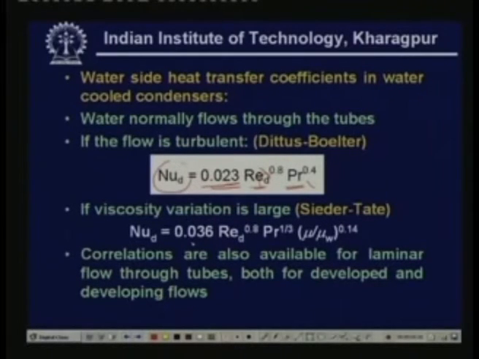Okay, so this Sieder-Tate correlation is given by Nu subscript D equal to 0.036 Re to the power of 0.8 Pr to the power of 1/3 multiplied by (mu / mu W) to the power of 0.14. Here, mu W is the viscosity of water at wall temperature, and mu is the viscosity of the water at bulk temperature. This expression can be used if the temperature variation between the wall and bulk fluid is large, or if the viscosity variation is large. Correlations are also available for laminar flow through tubes, both for developed and developing flows.